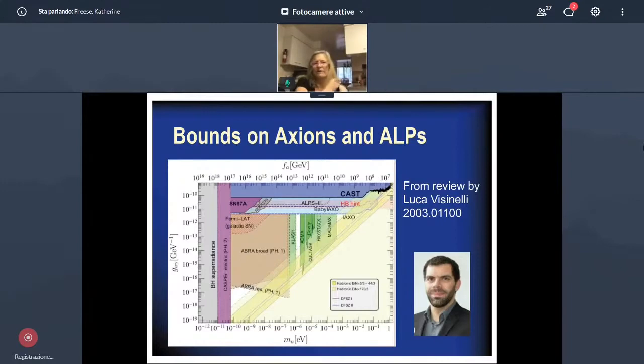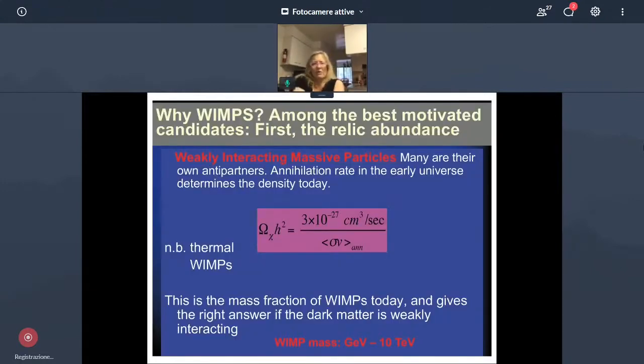Let's continue. Next slide. The favorite candidates for a long time, in addition to axions, have been WIMPs, weakly interacting massive particles. Why are they so well motivated? There are two reasons. One is that the amount of them existing today is exactly what you need to solve the dark matter problem.